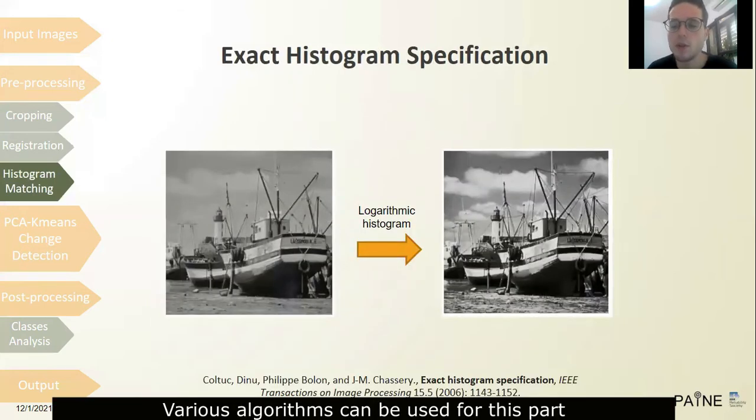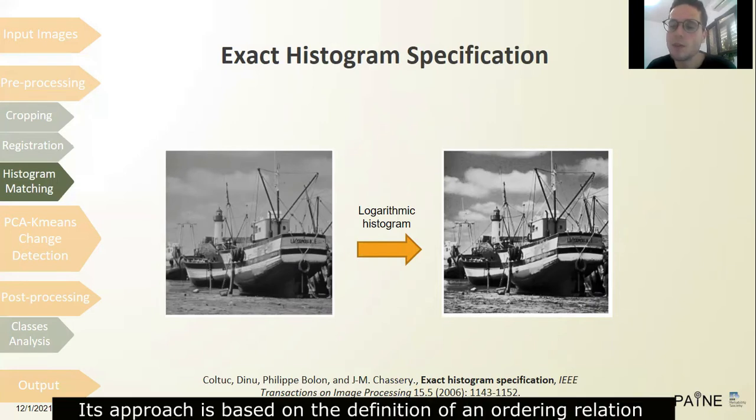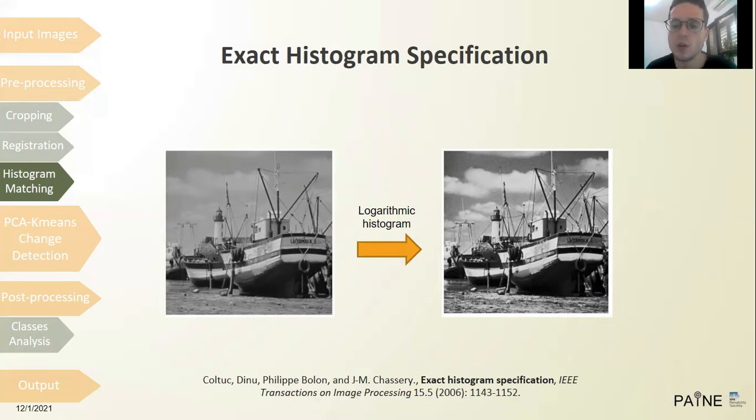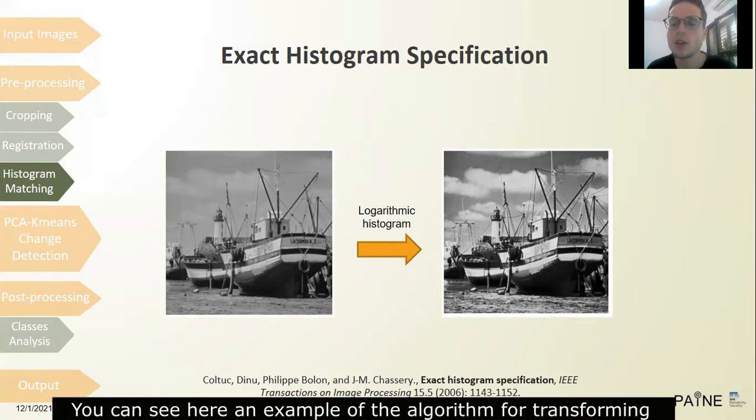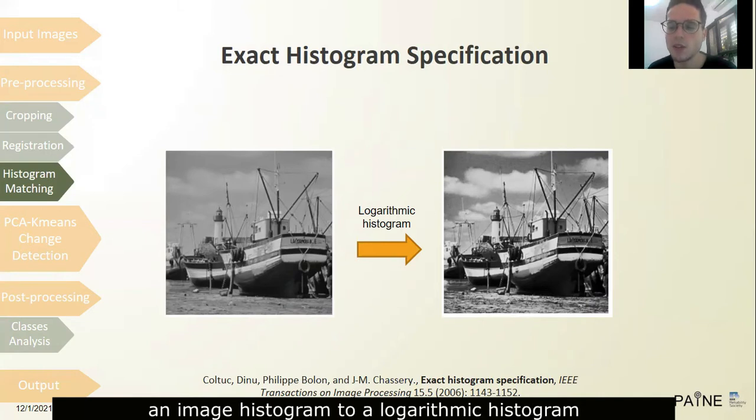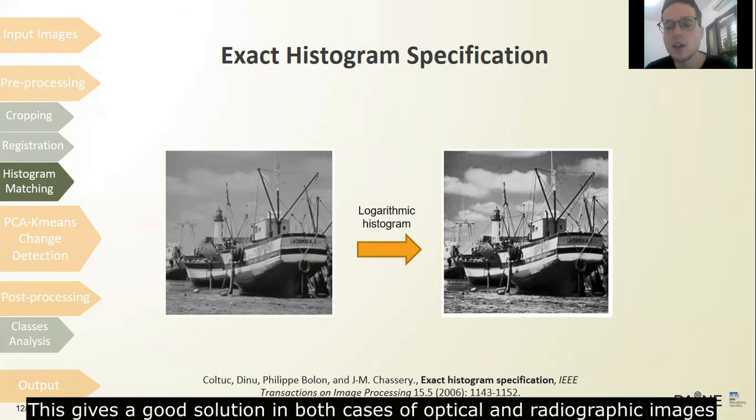Various algorithms can be used for this part, but in our work, we choose to work with the exact histogram specification algorithm. Its approach is based on the definition of an ordering relation, which induced almost strict ordering on image pixels. You can see here an example of the algorithm for transforming an image histogram to a logarithmic histogram. The algorithm also works great with RGB images by transforming the images into the HSI space, then matching histograms according to the intensity component, and finally transforming back to the RGB space. This gives a good solution in both cases of optical and radiographic images.